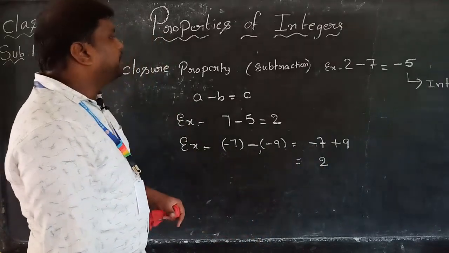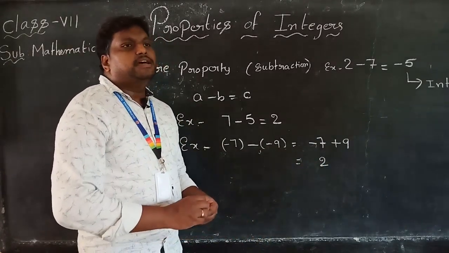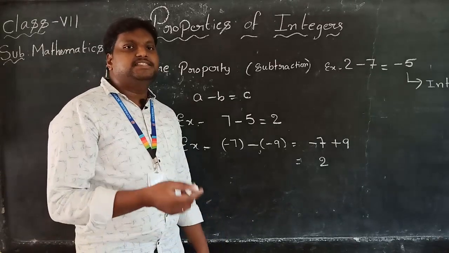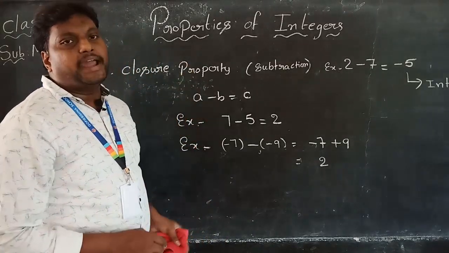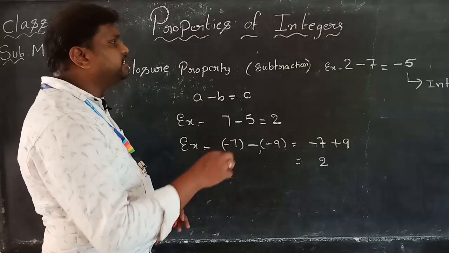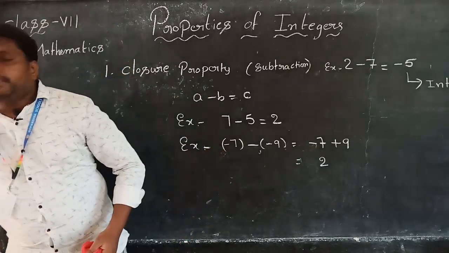This is the closure property. Closure property means the sum of two integers is also an integer, and the difference between two integers is also an integer. This is the closure property under addition and subtraction. Next property.